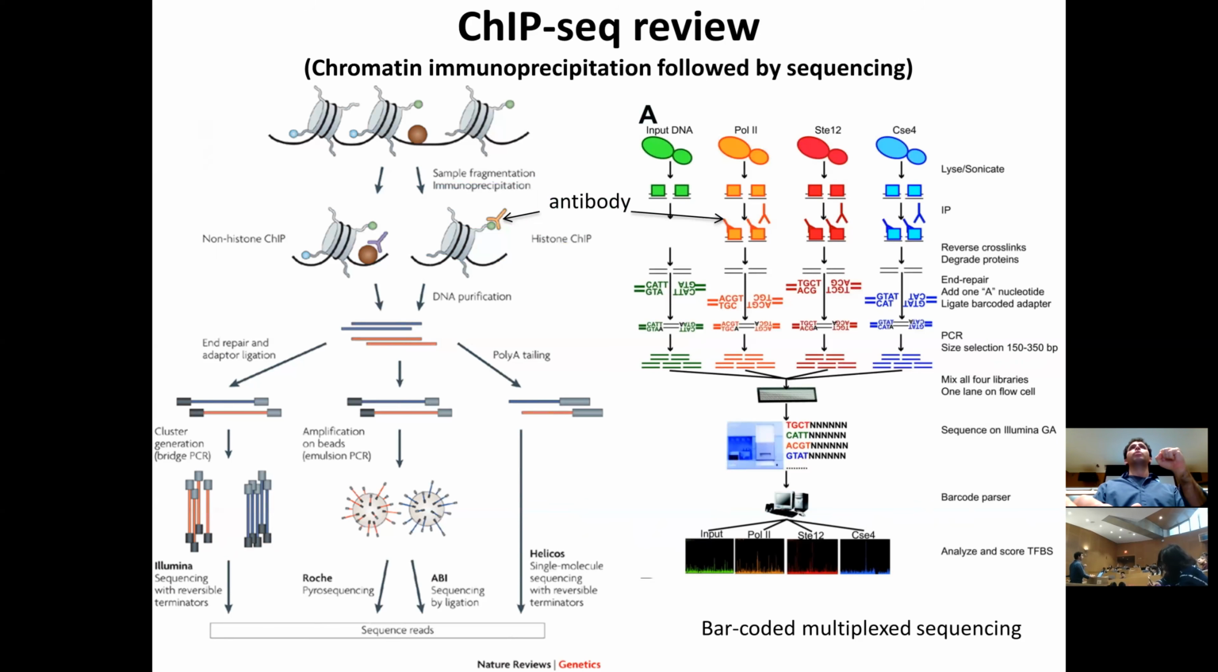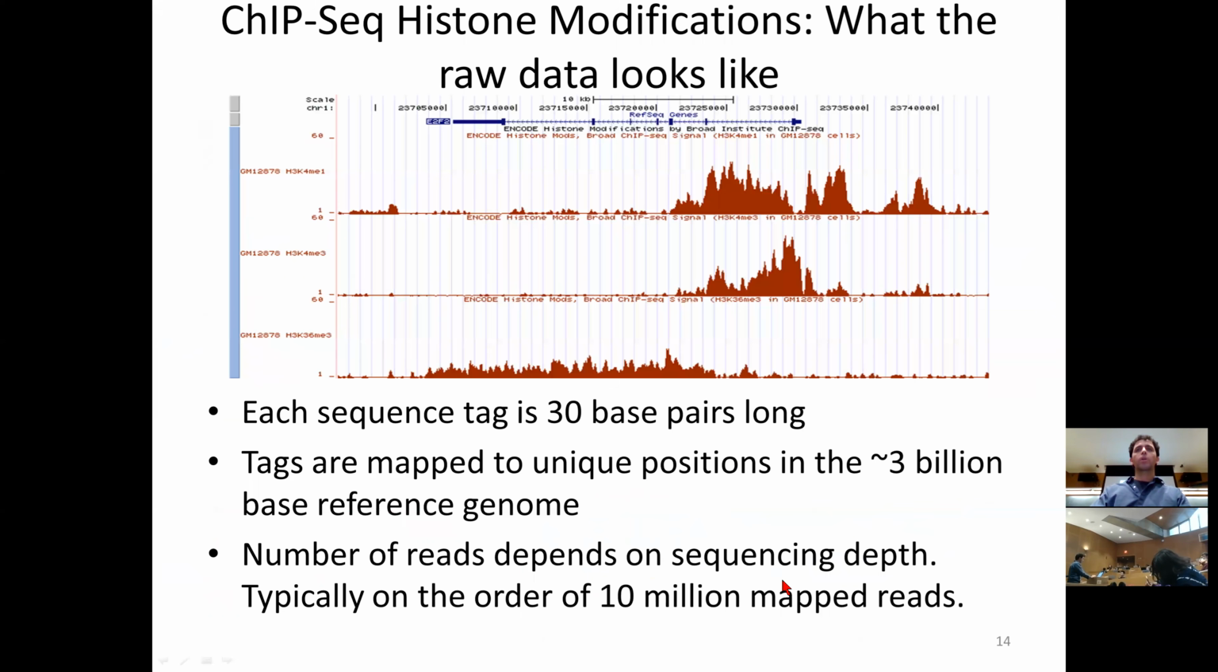Raise your hands if you're 100% with me. Awesome, love it. So what you end up with is sequencing reads, a lot of sequencing reads. And what you need to do is map them systematically to the genome and then figure out where every modification was. And this is what the mapping looks like.